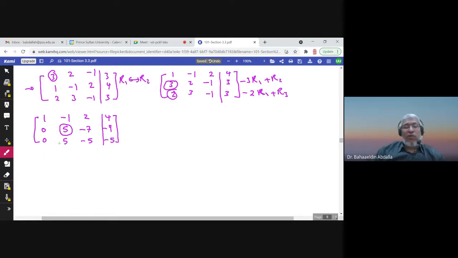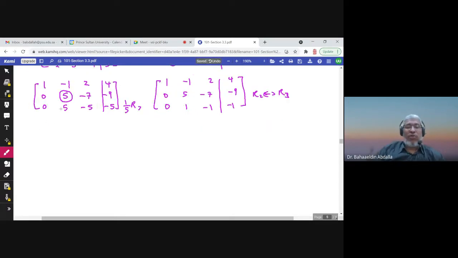So if you look at row 3, if you divide row 3 by 5, then you get 1 here. You can do that if you like. I can multiply row 3 by 1 over 5. And why is that? To get 1 in the third row, second column. So negative 5 over 5 is negative 1, and here negative 1. And now I can interchange row 2 and row 3 and get 1 in the position I need.